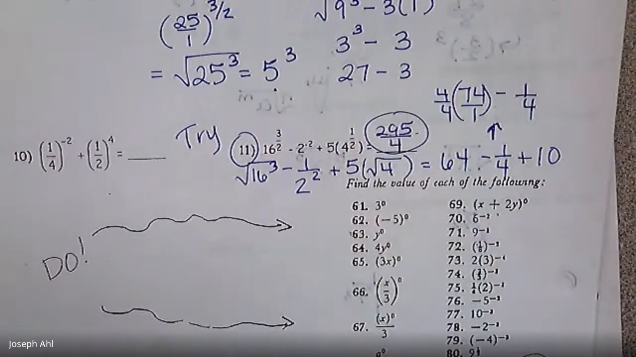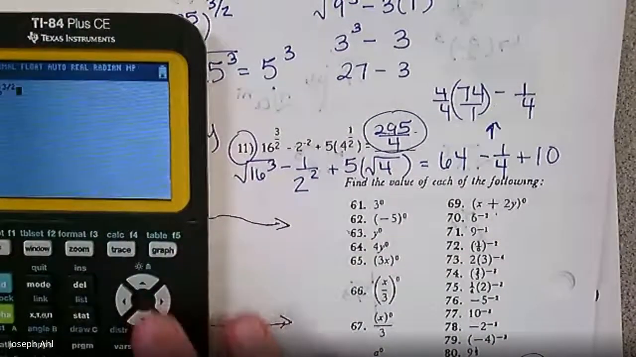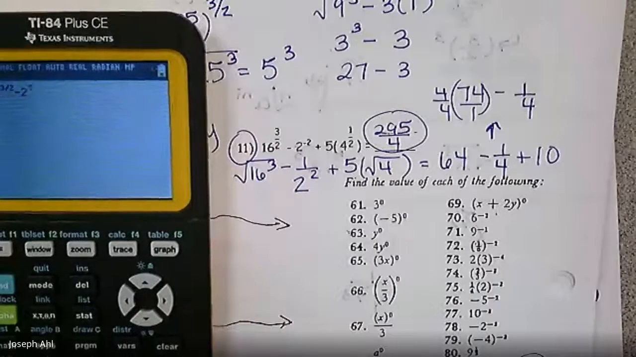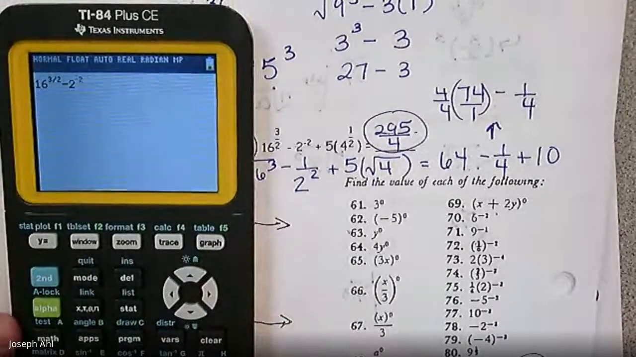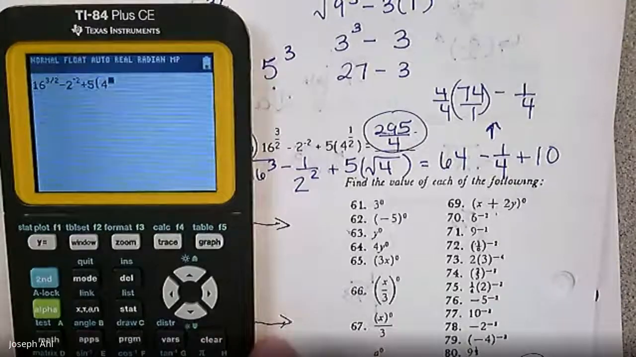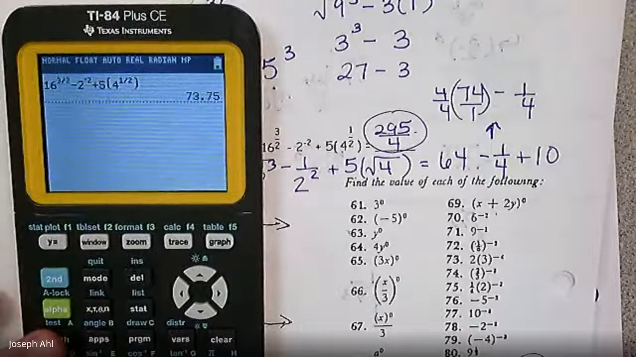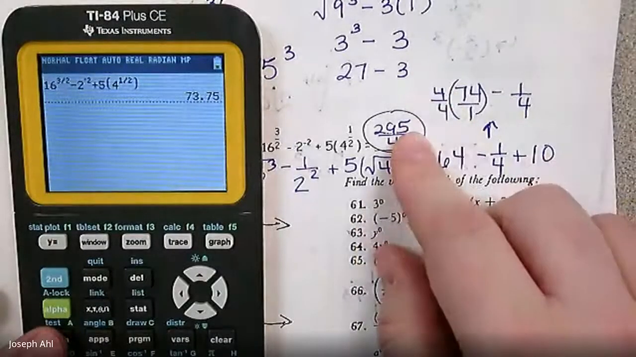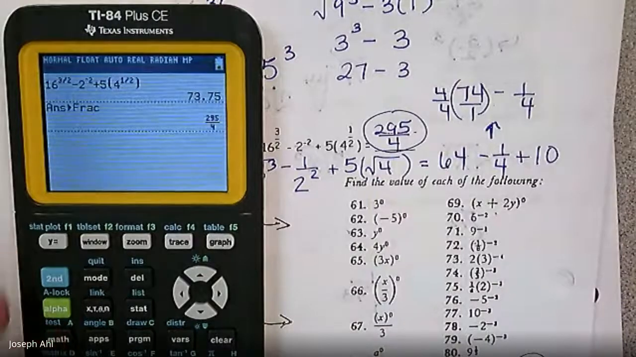And I realize that's probably the most complicated one, but let's double check it. Let's see if that really is 295 fourths. Ready? 16 to the 3/2 power minus 2 to the -2nd. Calculator's pretty smart. It's going to know how to do all this. Plus 5 times parentheses 4 to the 1/2 power. All right, fingers crossed we did this correctly here, people. Hit enter. I don't know, is that really 295 over 4? If I hit math frac, sure is.